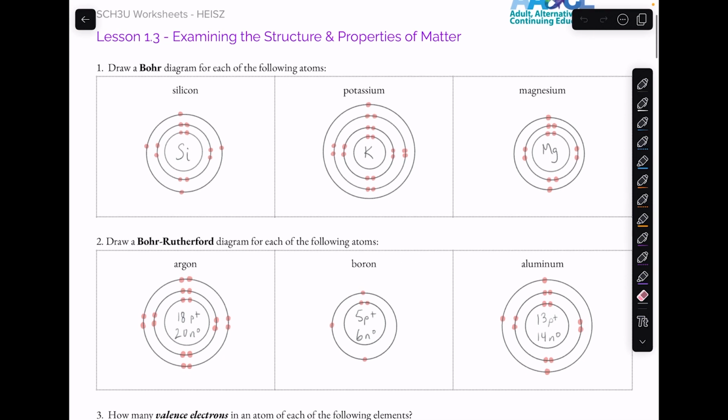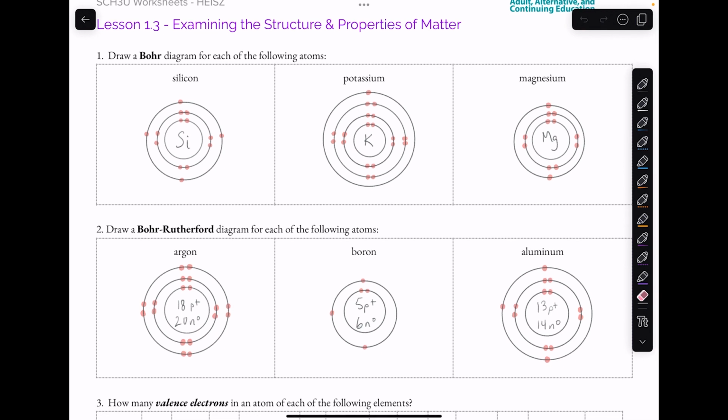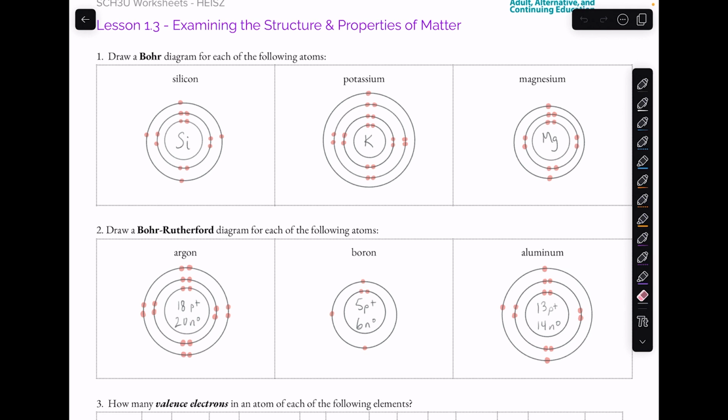So I've already got all the answers filled in here, but I'll just explain a few of them for you. So Bohr diagram, of course, has the element symbol in the center, and we have the number of electrons in that atom placed in the rings. And of course, we can have up to 2 electrons in our first ring, up to 8 in the second, and up to 8 in the third.